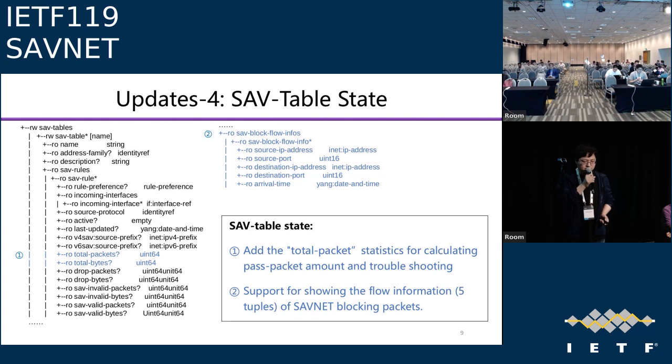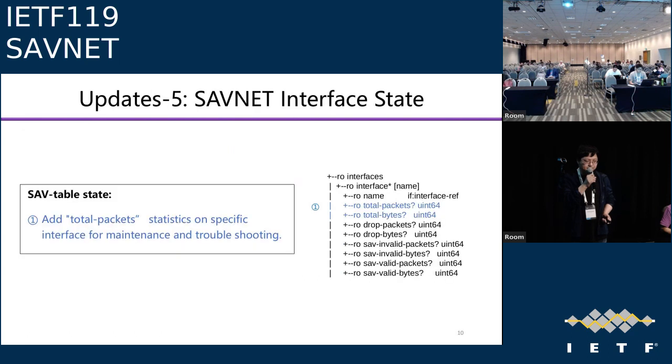Update 4 for SAV table status. First, we add the total packet statistics for calculating passed packet amount and troubleshooting. Second, we support showing the flow information of Savnet blocking packets. Update 5 for Savnet interface data. We add the total packet statistics on a specific interface for maintenance and troubleshooting.